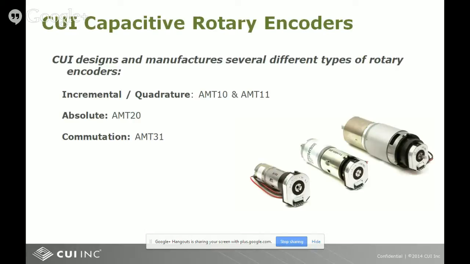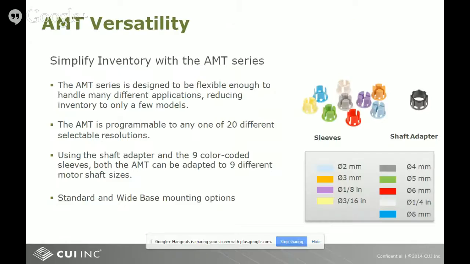absolute and commutation. We've got our AMT 10 and 11 series on the incremental quadrature. We've got our AMT 20 on the absolute, and then our AMT 31 on the commutation. So, as mentioned, versatility. One of the main features we tried to offer was versatility.